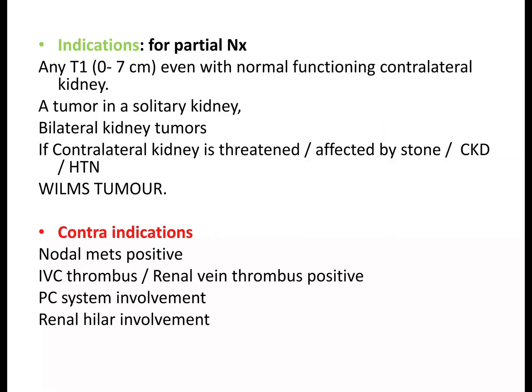Now coming, what are the indications for partial nephrectomy? The indications: any T1 tumor, meaning 0 to 7 centimeters, even with a normal functioning contralateral kidney; a tumor in a solitary kidney; bilateral kidney tumors; or if the contralateral kidney is threatened or affected by stone, CKD, hypertension, or Wilms tumor.